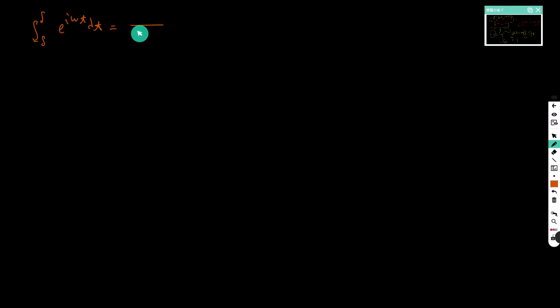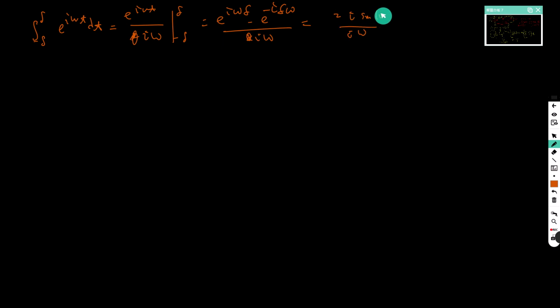That basically is exponential i omega t divided by i omega, and you just plug in delta and negative delta. You get exponential i omega delta minus exponential negative i omega delta, divided by i omega, and this by definition is sine. So you get 2i sine omega delta over i omega. The i cancels, so you get 2 sine omega delta divided by omega.